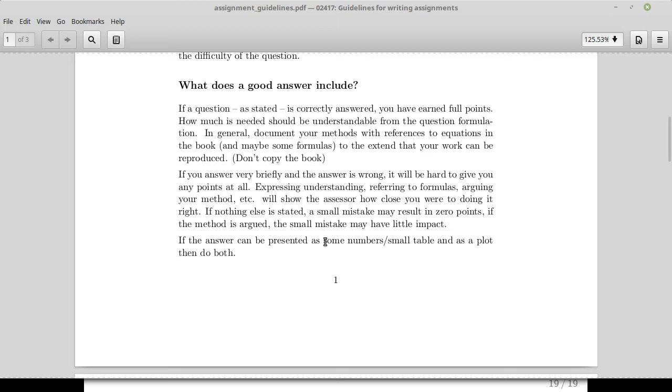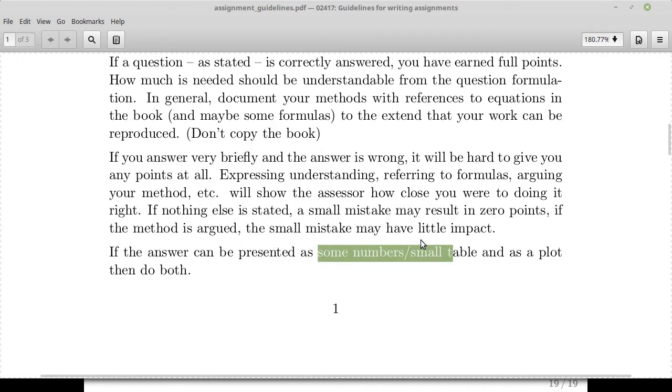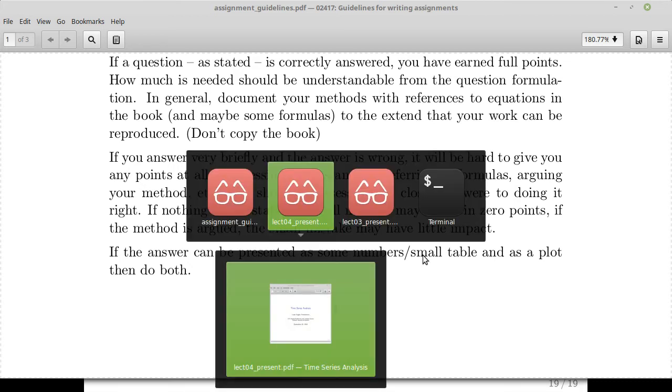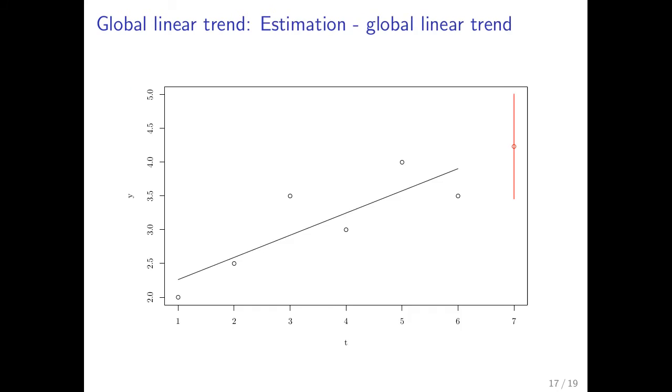Another important thing is, if the answer is some numbers, as in maybe up to 20 numbers or something, do include it as a table. The prediction and the confidence intervals for up to 5, 10 observations, it's fine to have that as a table because it's easy to assess if you actually got the right values. Do also make a graph, so that you can see that it actually makes sense what you did.